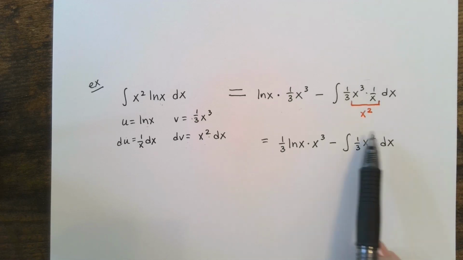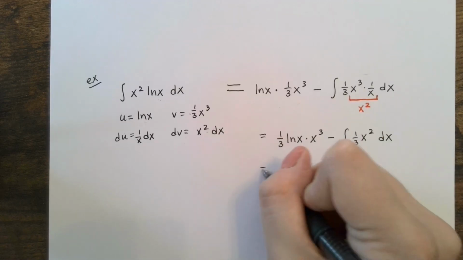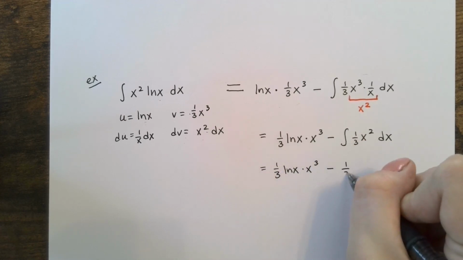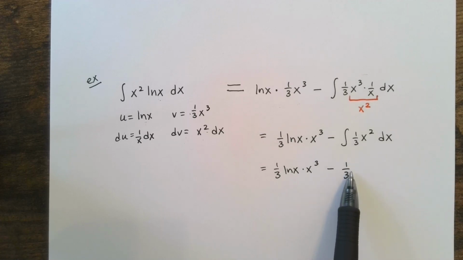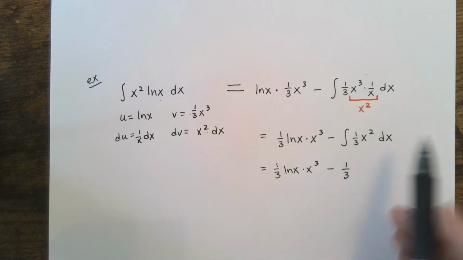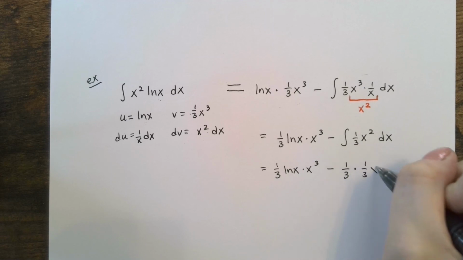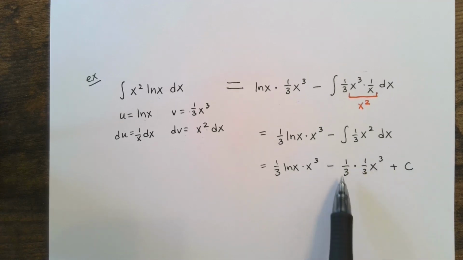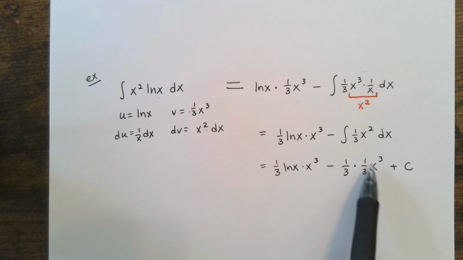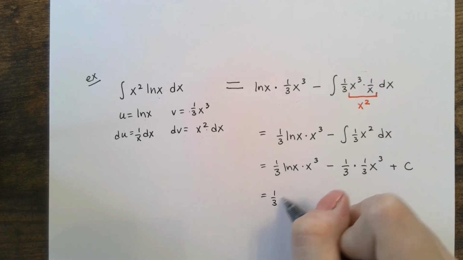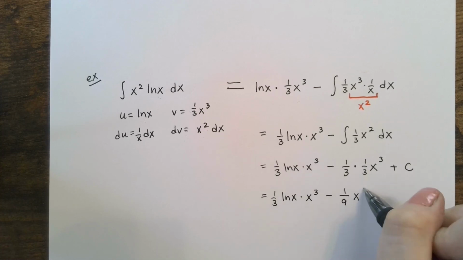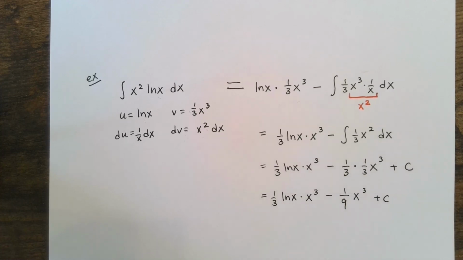All right, so our last step is to just actually integrate this. So 1/3 ln of x times x cubed minus 1/3. So this 1/3 just carries right down. The antiderivative of x squared is 1/3 x cubed. And I'll throw on that plus c. And I'm going to take one more step here and just simplify. I have two constants being multiplied here. I'll go one more step and combine them into a 1/9. And that is my final answer.